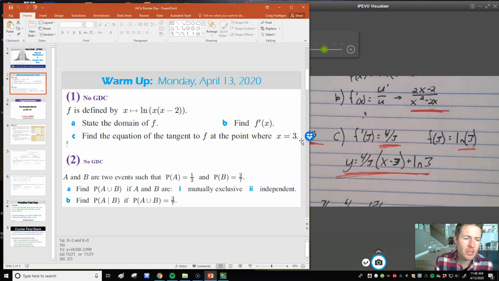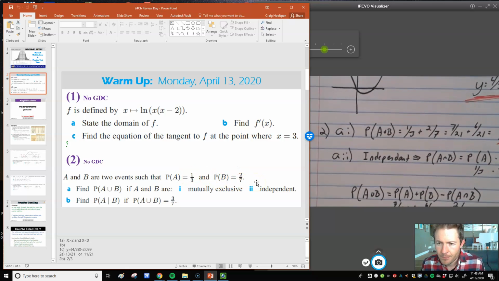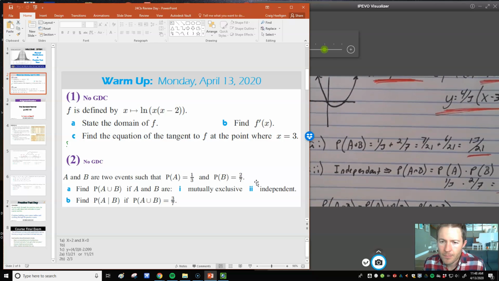All right, let's look at question 2. A and B are two events such that probability of A is 1/3, probability of B is that. Let's look at this. Okay. So first off, mutually exclusive. Mutually exclusive means there's no overlap. They cannot happen at the same time on the Venn diagram. They don't overlap. So there, I know the union is just adding them together. We don't have to do the subtracting out for double counting stuff. So it's just 1/3 plus 2/7. Get common denominator, and I do believe you're going to get 13/21.